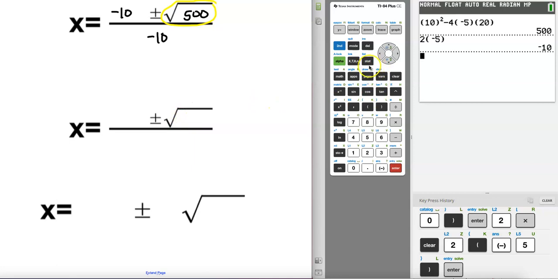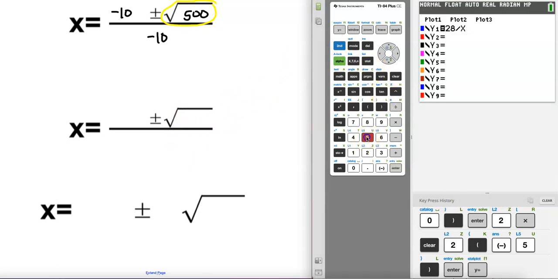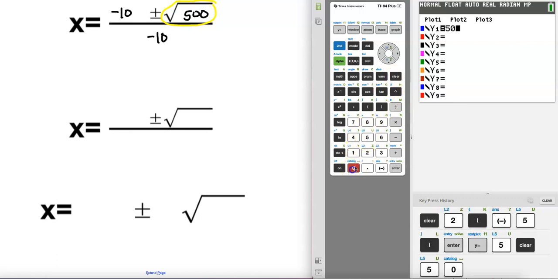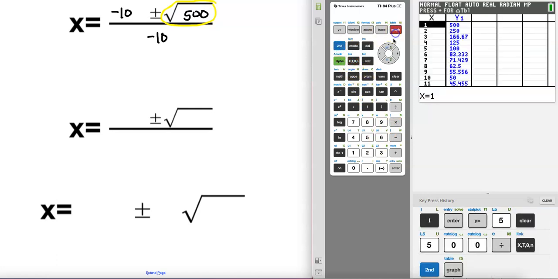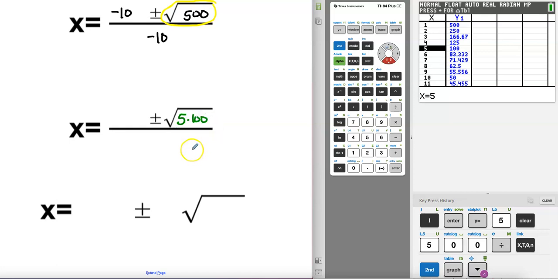So if I don't know factors, I can go over here to my y equals and put 500 in there, divided by x. That's something you guys have to remember if you're planning on utilizing this to help you. And so quite naturally, I see a perfect square. I see 5 and 100, so I'm going to use 5 times 100 under here.